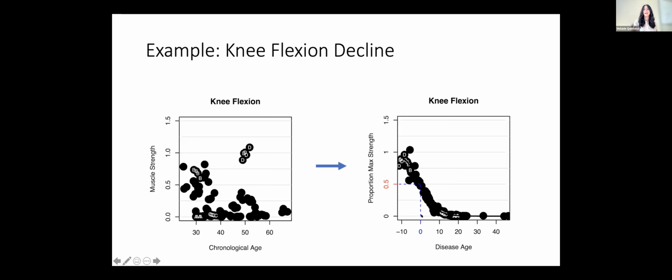And one thing to say is you can do this however you want. We decided to anchor our model, so we defined disease age 0 to be when knee flexion is at 50%. And that's just a way to define and understand what 0 means. We could have easily chosen, you know, disease age 0 was when it's 80%. And it's just the shift of the curve and a renaming of disease age. But just to orient everyone, disease age 0 is defined by 50% knee flexion.